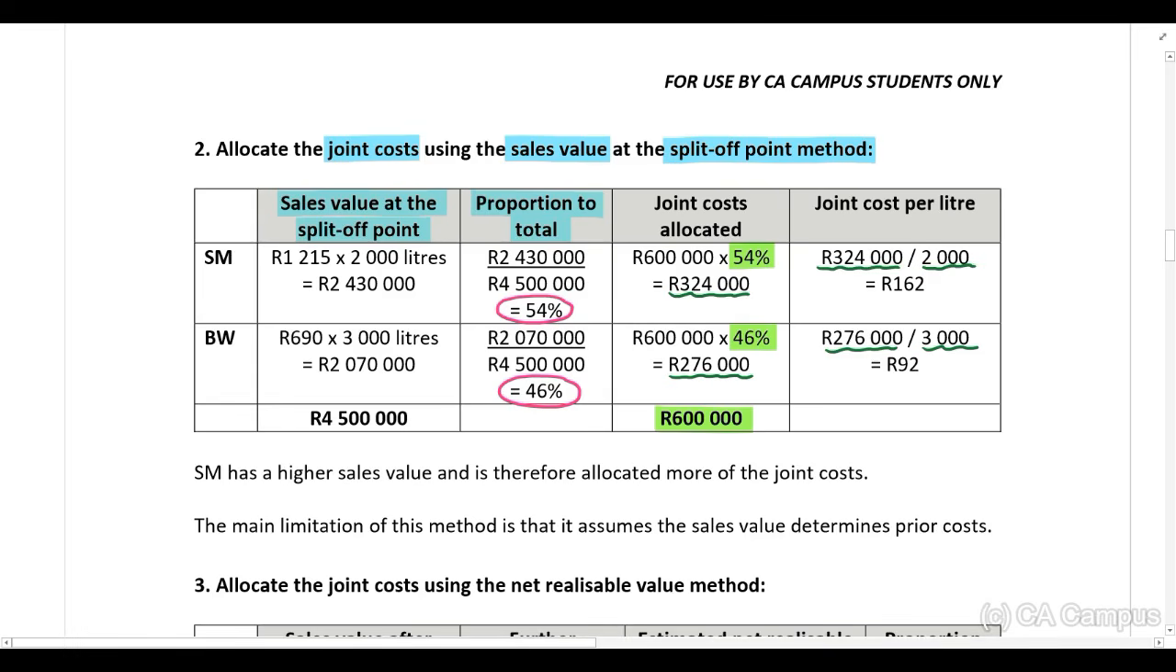All right, so you can now see the products don't have the same joint cost per litre. They now have different joint costs per litre. The product with the higher sales value, SM, is now allocated more of the joint costs. And the main limitation of this method is it assumes that the sales value determines prior costs. So just because SM has a higher sales value, why should it be allocated more of the cost? The sales value doesn't necessarily determine the manufacturing cost of a product.